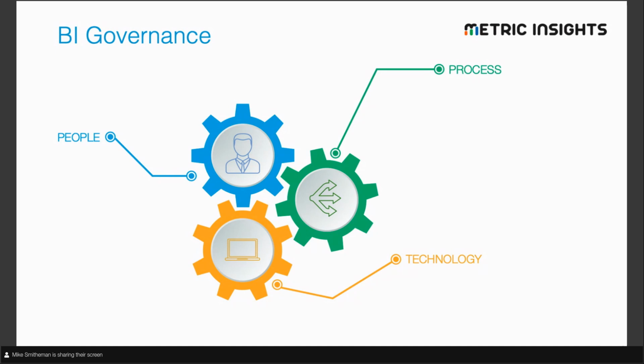And then with that process, you need technology. You need some way to enable that process to be repeated and to be done without a huge amount of difficult effort that's going to dissuade people from adhering to your governance methodology. So when you have all three of these moving together in concert, like cogs in a machine, then you generate effective governance. So let's drill down a little deeper into each of these.